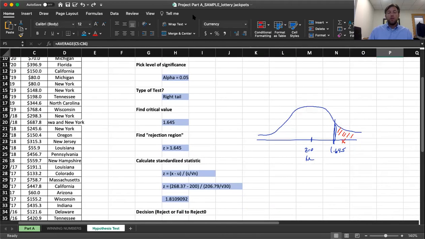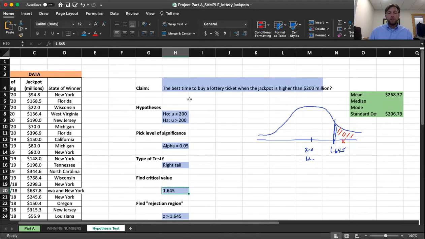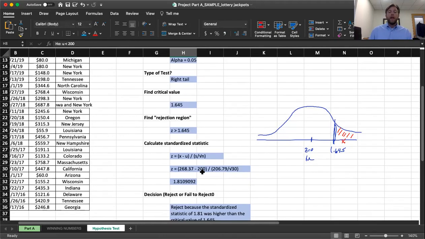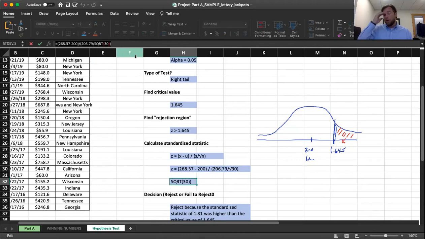The 200 here corresponds to the value in my guess, my claim, the hypothesized mean. And then we have the standard deviation and then divided by the sample size. And so we do the calculation. You'll see that I plugged that straight into Microsoft Excel and can use it as my calculator.